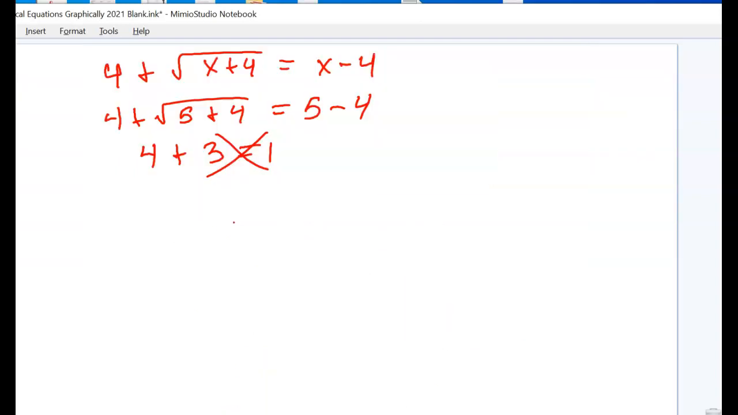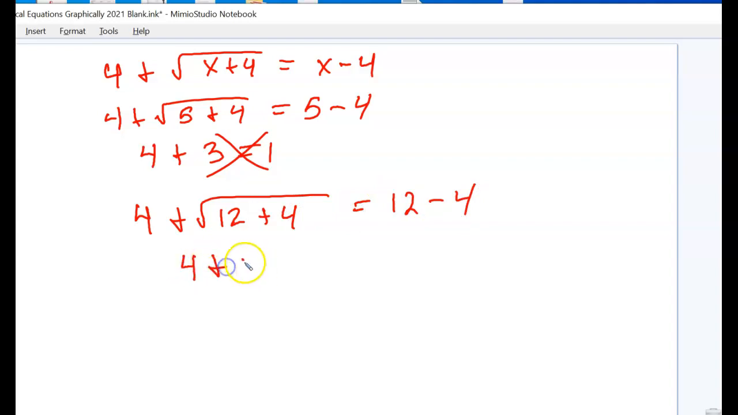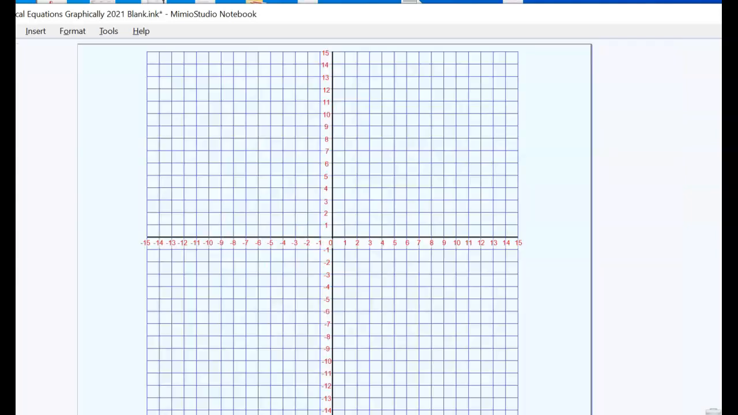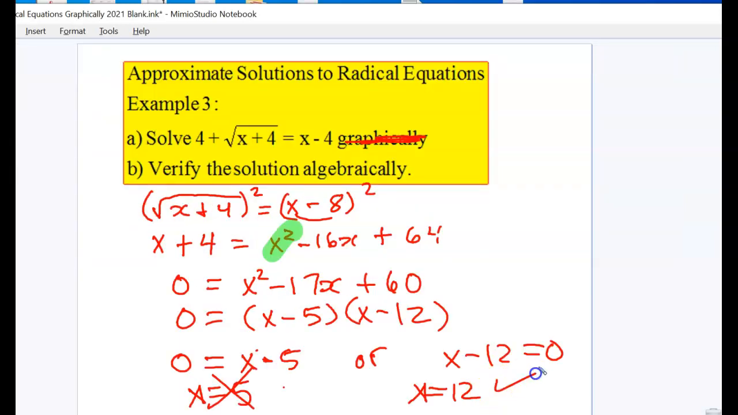Now we'll try 12. So 4 plus the square root of 12 plus 4. Does that equal 12 minus 4? So this is the square root of 16. 4 plus 4, the square root of 16 is 4, so I get 8 equals 8. So yes, 12 is a valid solution.